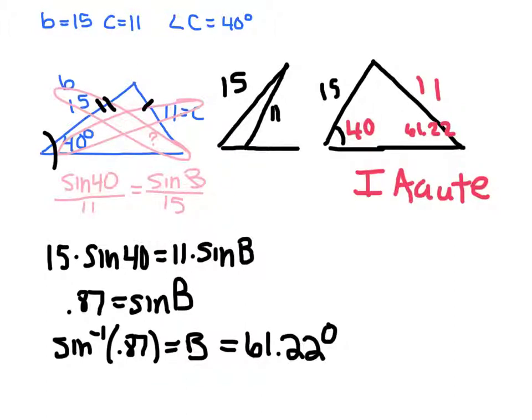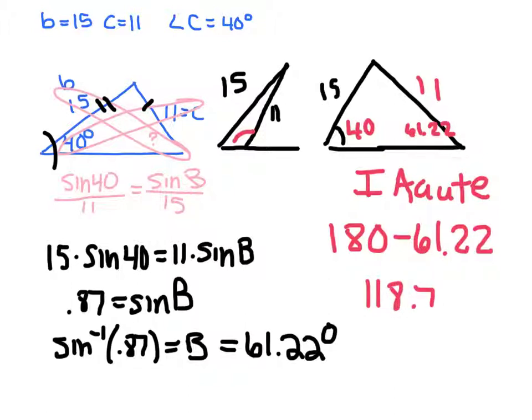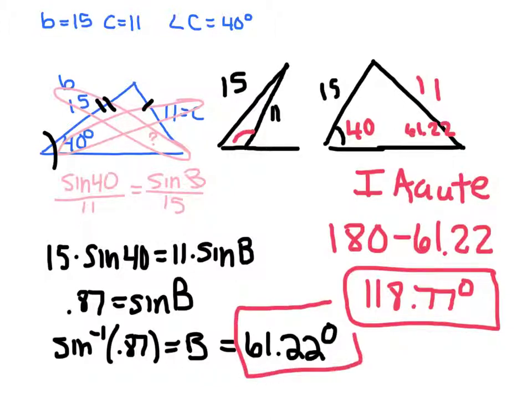Okay, but if it's the other situation and I'm looking at this acute angle right here, then I'm looking at 180 minus 61.22, or 118.77 degrees for my answer. Two possible angles for that answer, 118 or 61. Now, you don't have to worry about these other possible answers in a situation other than angle side-side.